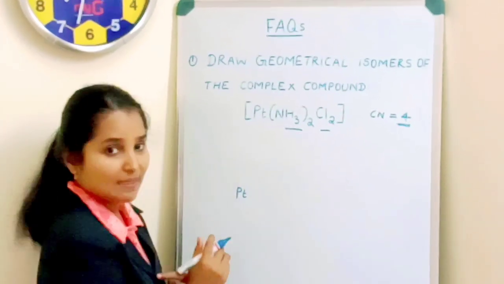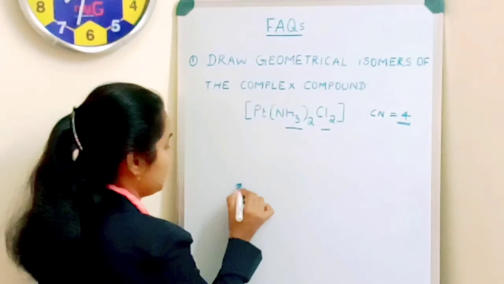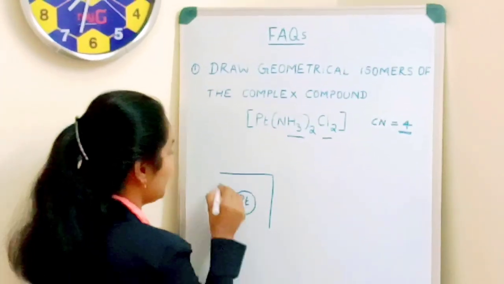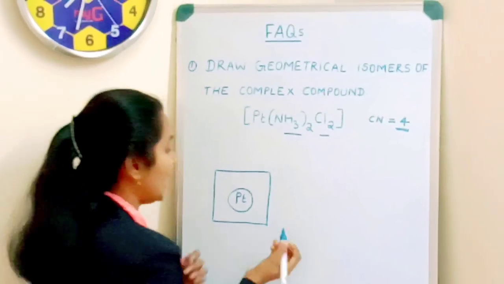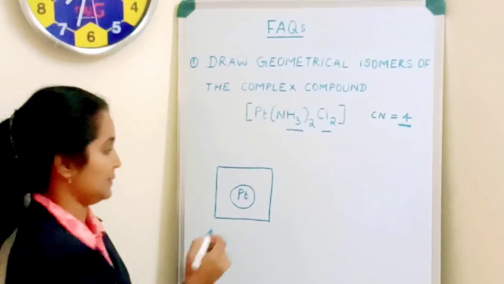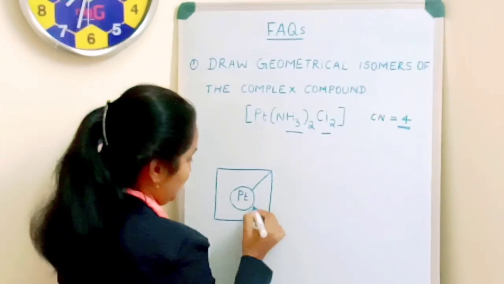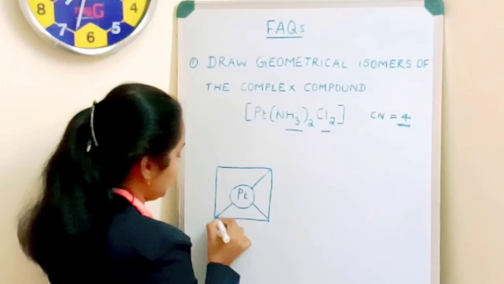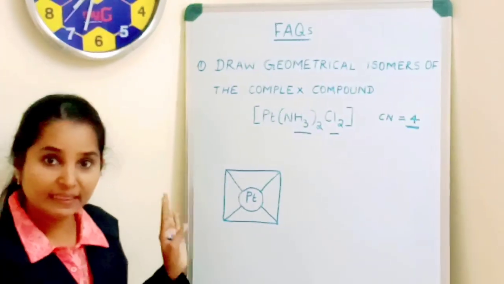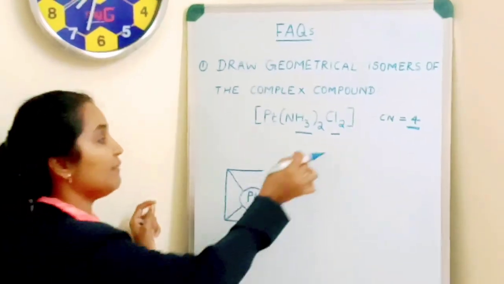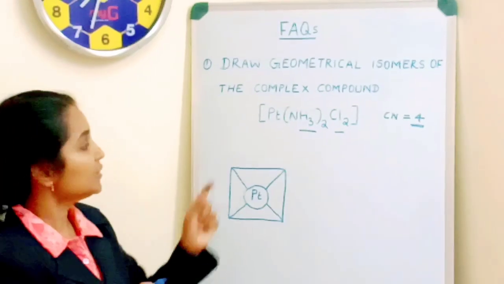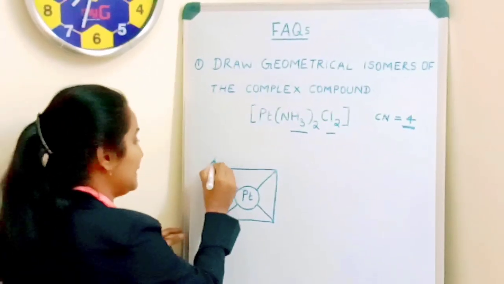Platinum, the central metal ion, should be kept in the middle. Then it will have a square planar geometry. So we'll draw a square, and at each corner of the square, the ligands will be placed. So we have the 4 corners of the square, and in each of these corners we can keep the ligands. So we have Cl2 and 2 NH3 here. So we have the Cl, and I'm keeping Cl here on one side.